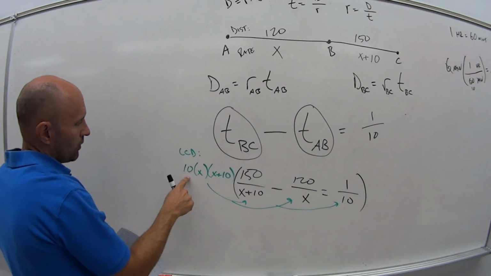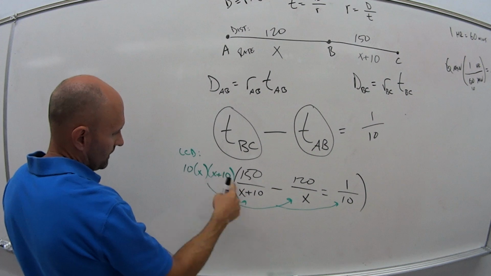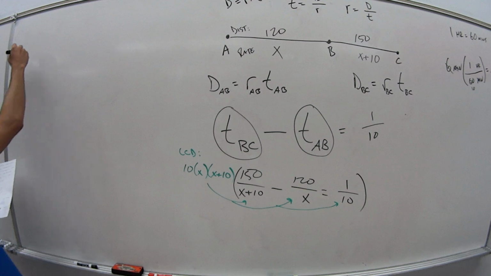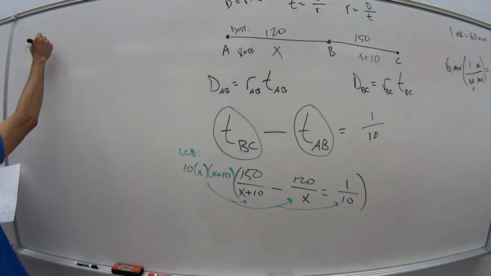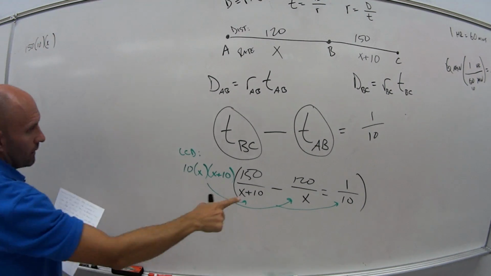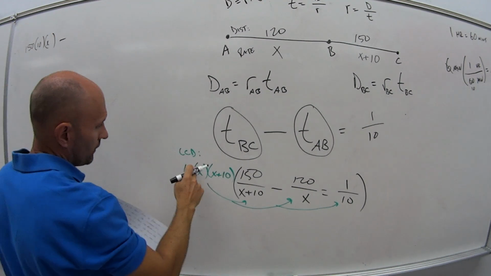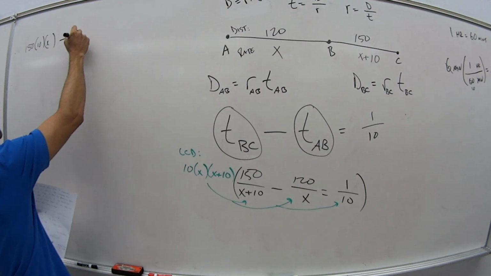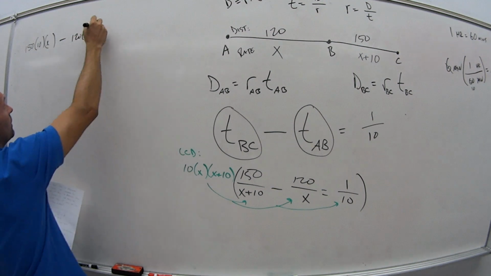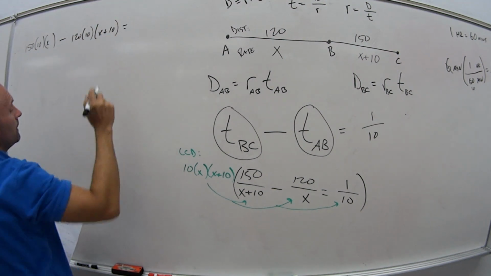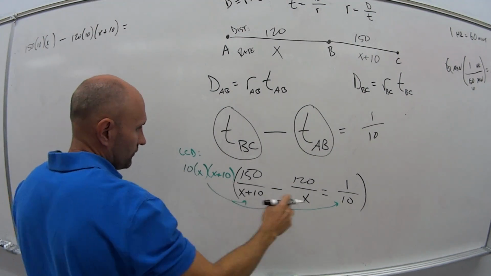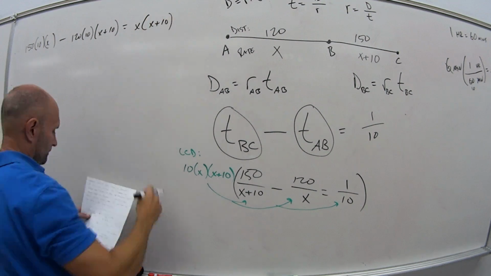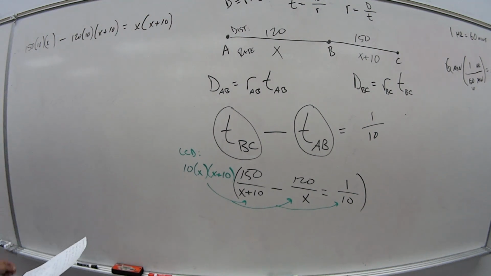So if I do that, when I multiply 10 times x plus 10, the x plus 10's cancel, and I get 150 times 10 times x. And then minus. Now the x's cancel, so I get 120 times 10 times x plus 10 equals, now the 10's cancel, so I get x times x plus 10. So I have this big equation now.